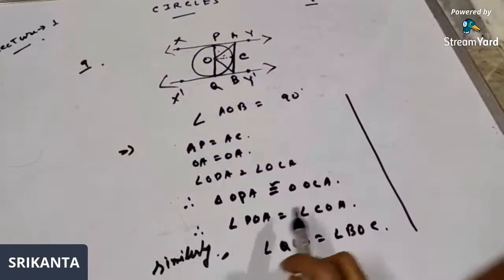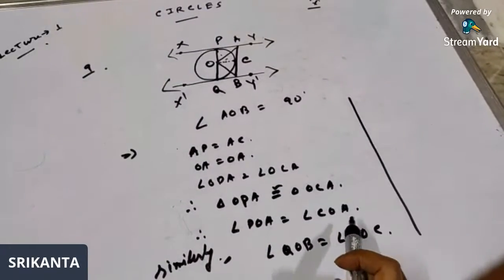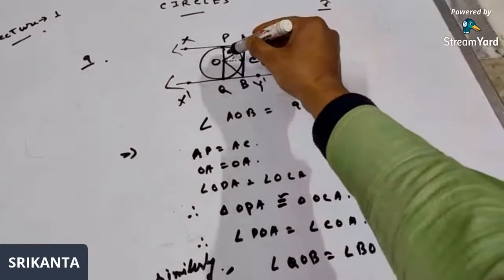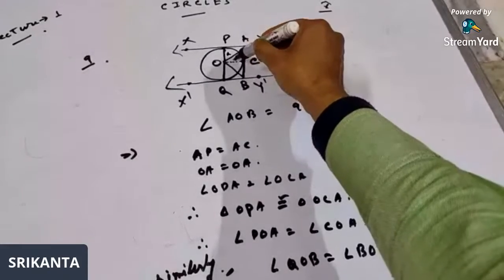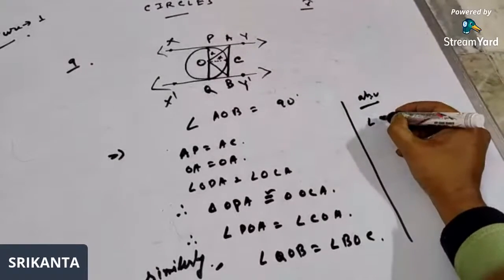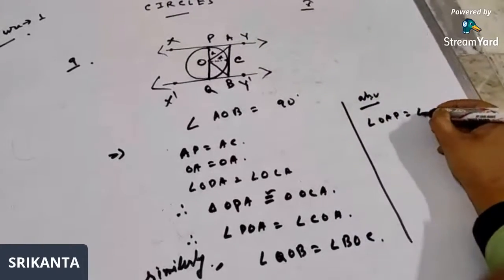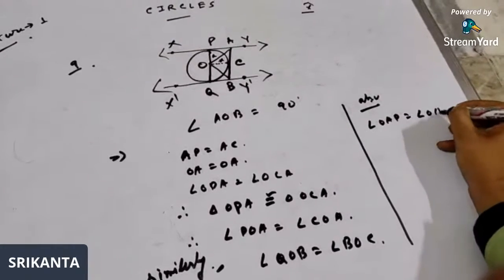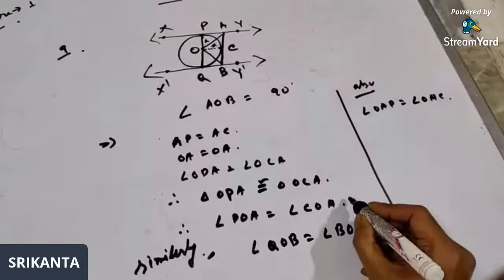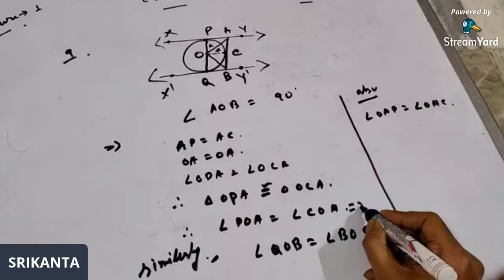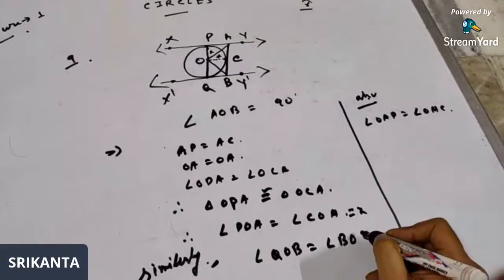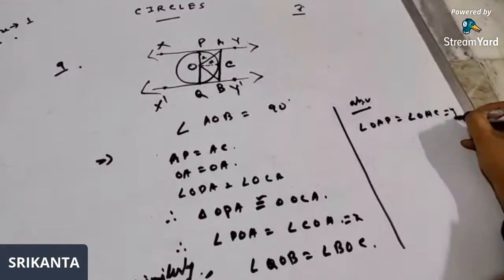So what we have? POA is equal to COA. So if this is x, this is also x. Also, angle OAP is equal to angle OAC by similar argument, right? Is equal to, you can say, x. And then you can say y.